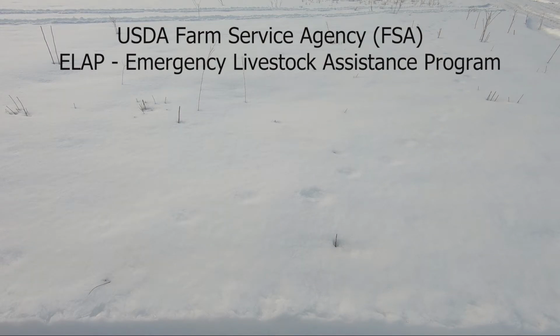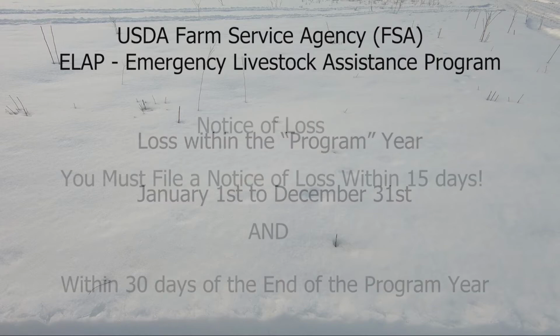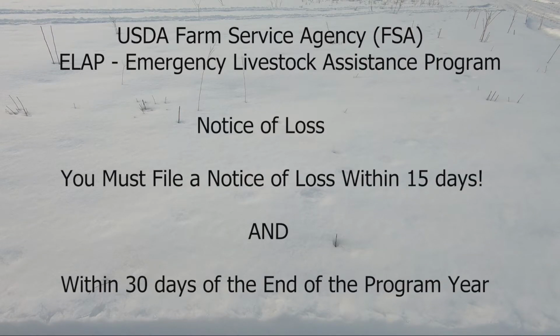There are some really fine print, you might say, items here. Number 1, the honeybee loss has to be within the program year, which is a calendar year, January 1st to December 31st. The final date to file notice of loss is 15 days after the loss is apparent. If I go out to my hives and I don't see any activity at all during the winter, that's normal. That's not an apparent loss.